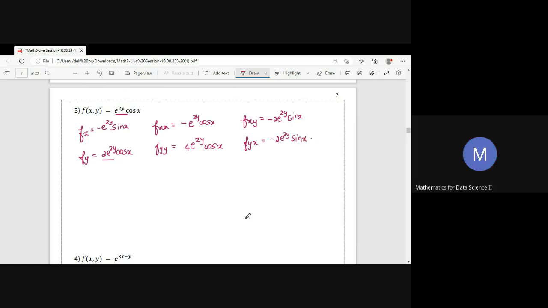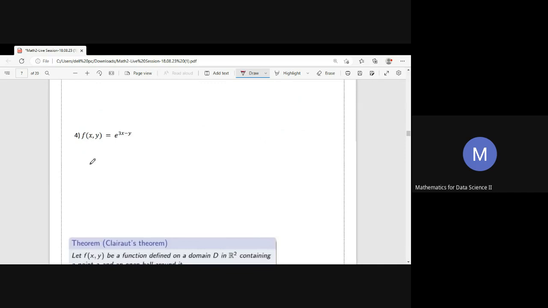Okay, that's all. What about this function here? What is your fx? 3 times e to the power 3x minus y. And what is fy? Same, e to the power 3x minus y. Are you sure? It is minus e power 3x minus y, right?